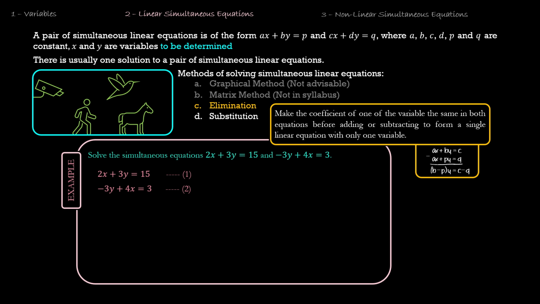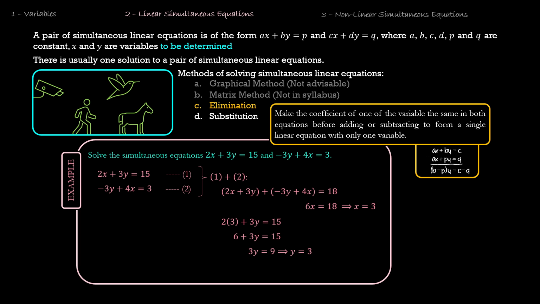Notice that both equations contain 3y. We can simply add both equations together to eliminate it. We combine both left hand sides together and equate it to the sum of the right hand sides. This will give us the following. We then divide by 6 to give us x equals 3. We then substitute this value of x into equation 1, and this will leave us with an equation in y. As such, we will have 3y equals 9, which we can simplify to y equals 3. Therefore, when x equals 3, y equals 3.